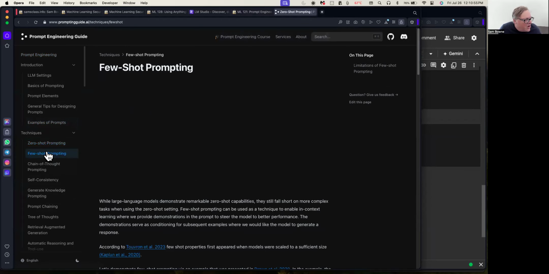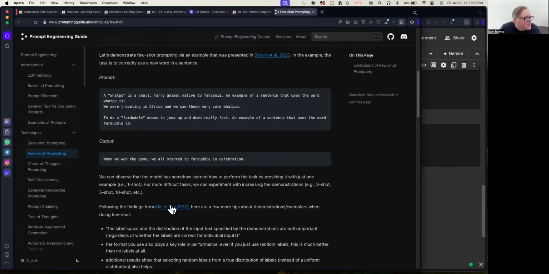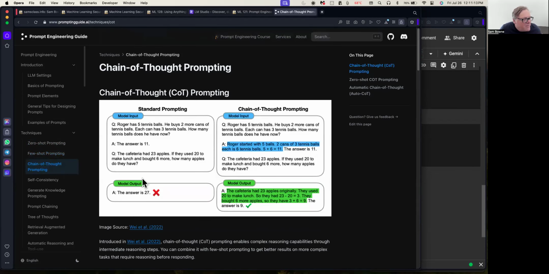But what's better for large language models usually is to give it examples. So here's an example of a sentence that uses this word. You give it a few examples of exactly what you want it to do, and then ask it to do your task. And then there's chain of thought prompting we talked about.